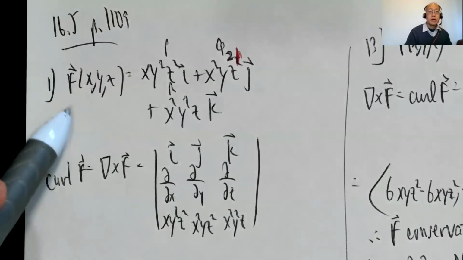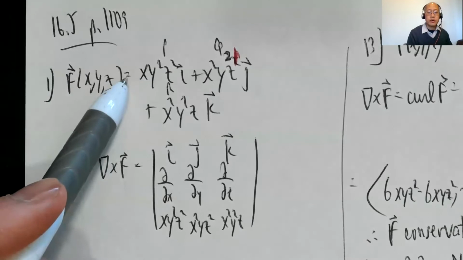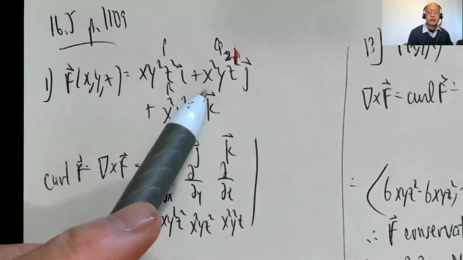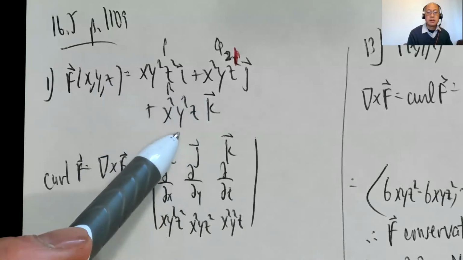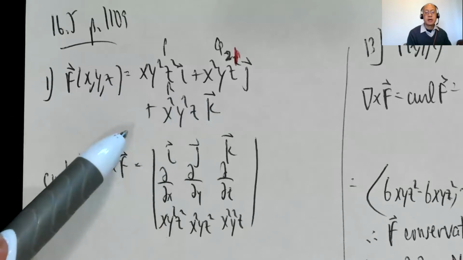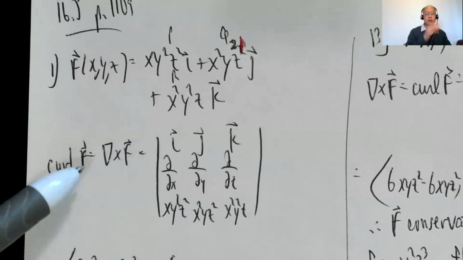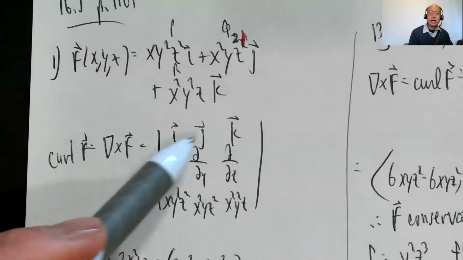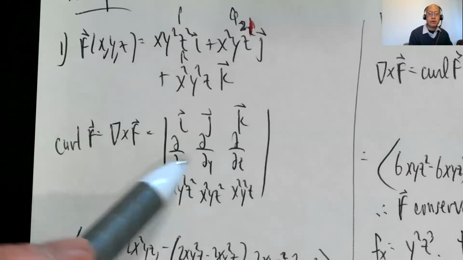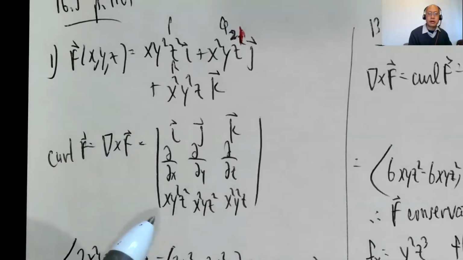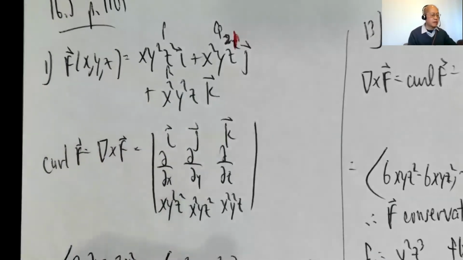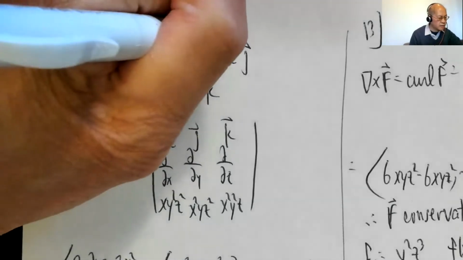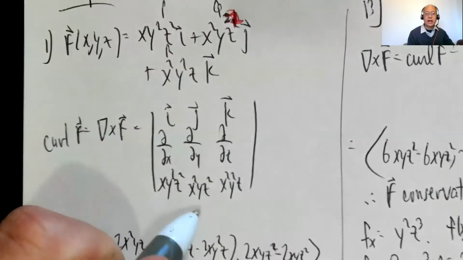All right, number 1. F of x, y, z is x, y squared, z squared; x squared, y, z squared; and x squared, y squared, z. Curl is del cross F. The top is always i, j, k. The middle is always the partials with respect to x, y, and z. And then P, Q, and R go here. Sorry, this was x squared, y, z squared; I wrote it incorrectly there. And then x squared, y squared, z.